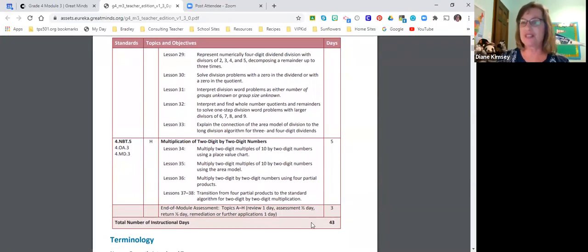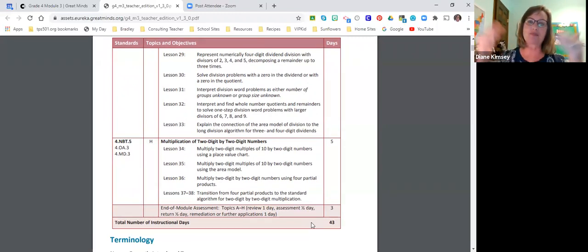So 43 days to teach this module. 43 days in school, that's basically 9 weeks of school. So this is basically going to take you 1 entire quarter of school to teach. So you see how important this is, that the kids understand it. You see how important it is that you are prepared to teach it.